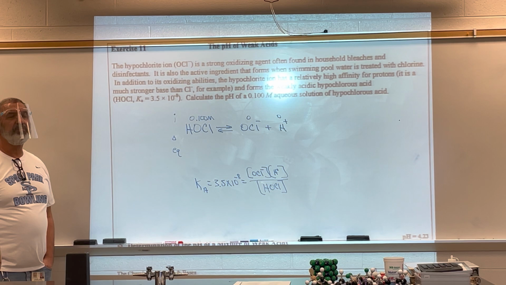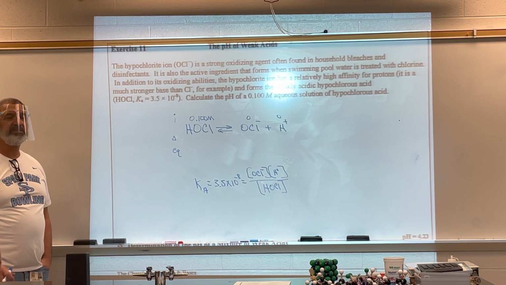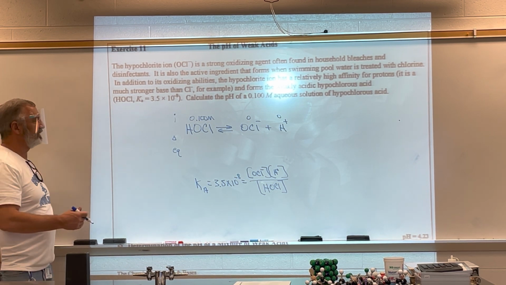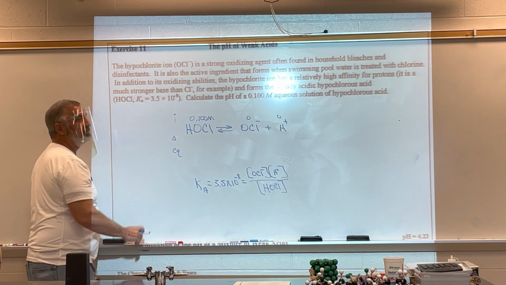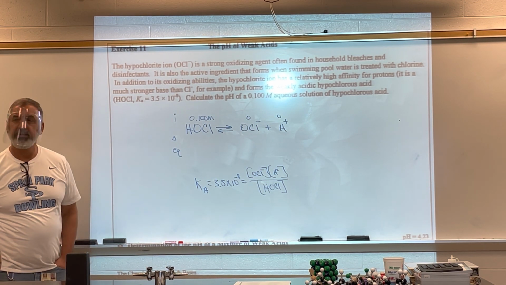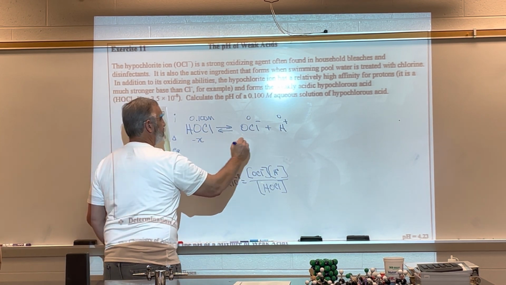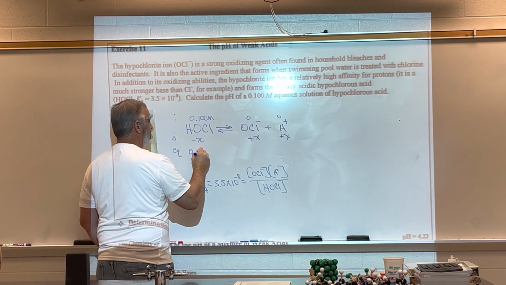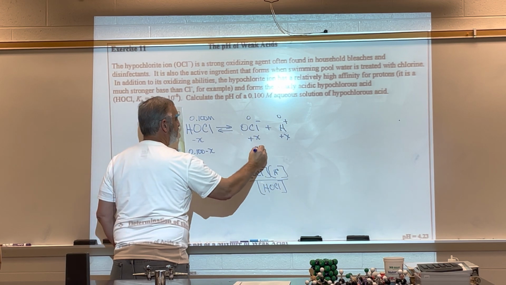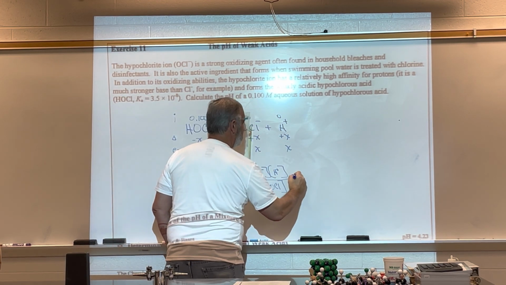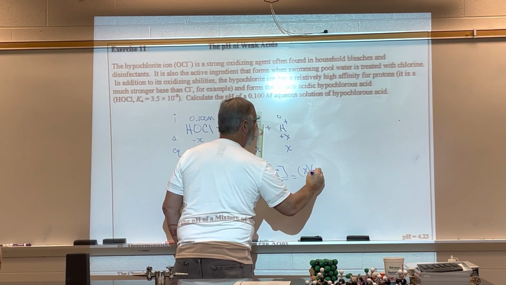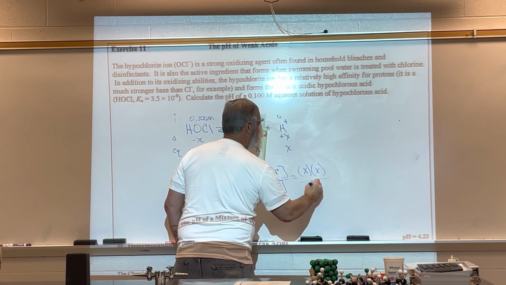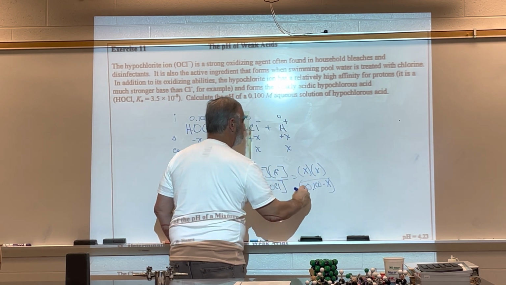Okay, this should be a relatively straightforward problem. We can go directly to a shortcut. But if I have my ice table, what's my change going to be? Minus x, plus x, plus x. So I'm at 0.1 minus x, and x. So I'm at x times x. Well, what can I do with x on the bottom?